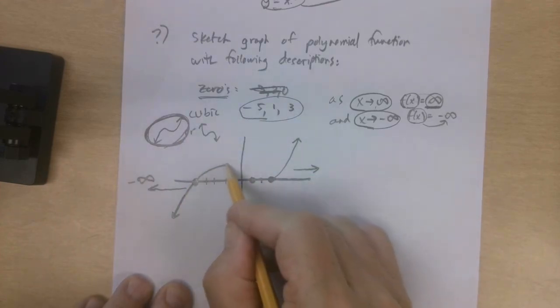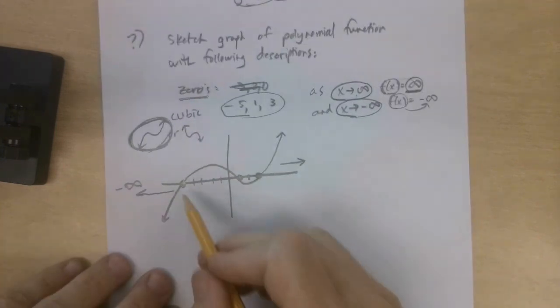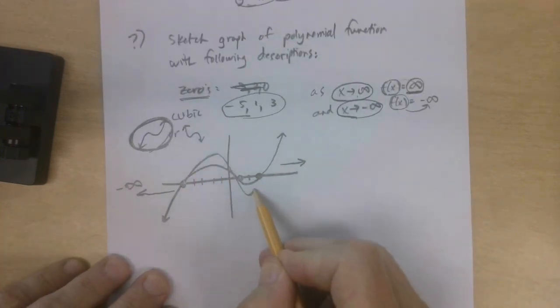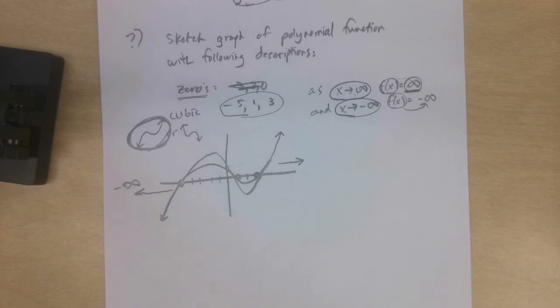Now it says sketch it, so it doesn't have to be perfect. So there you go. Now someone else could have went like that and like this. So you just kind of got to get the general idea.